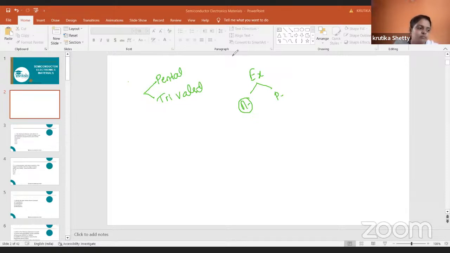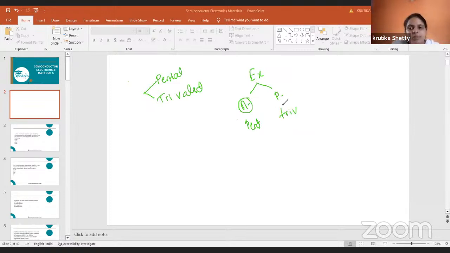Yes. So Jyoti and Rakshita are saying we will add the pentavalent. Is it correct? Correct. Yes. So here, to get the n-type semiconductors, we will add the pentavalent impurities. Similarly, to get the p-type semiconductors, we will add the trivalent impurities.